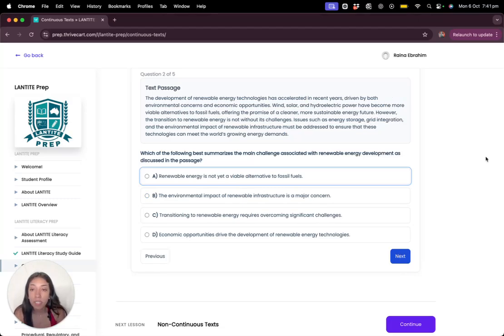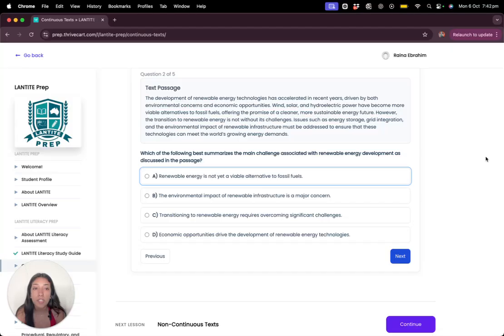Looking at the question again, which of the following best summarizes the main challenge associated with renewable energy development as discussed in the passage? So the development of renewable energy technologies has accelerated in recent years. Driven by both environmental concerns and economic opportunities, wind, solar, and hydroelectric power have become more viable alternatives to fossil fuels, offering the promise of a cleaner, more sustainable energy future.